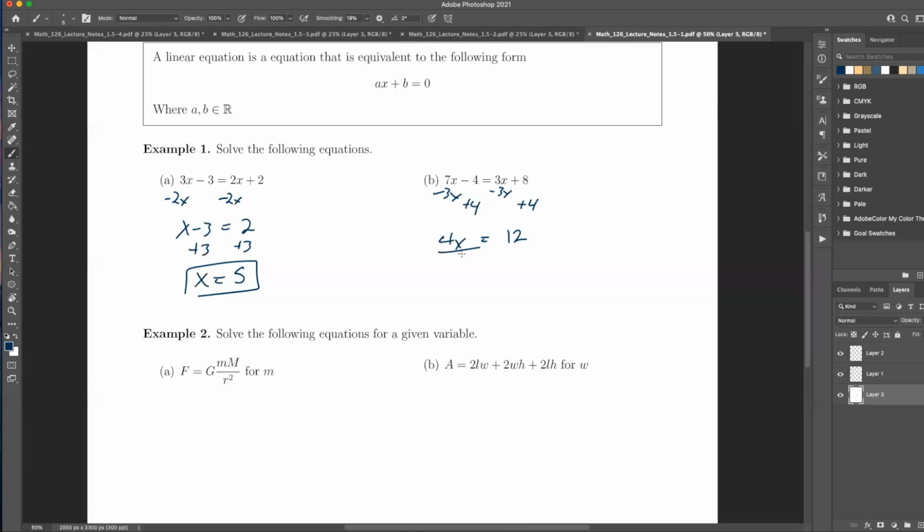And then we're just going to divide both sides by 4. Remember, dividing both sides by 4 is the same thing as multiplying by a fourth. So I could write it this way. No one really writes it this way. We all just write it this way. Divide by 4. Get rid of your coefficient. And so we have x is equal to 3.